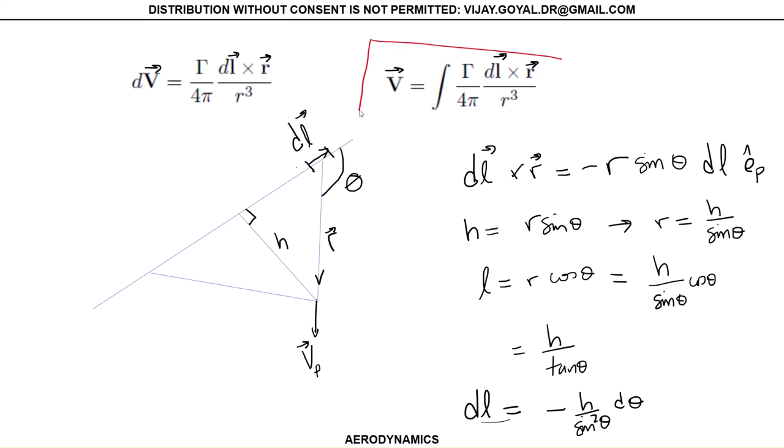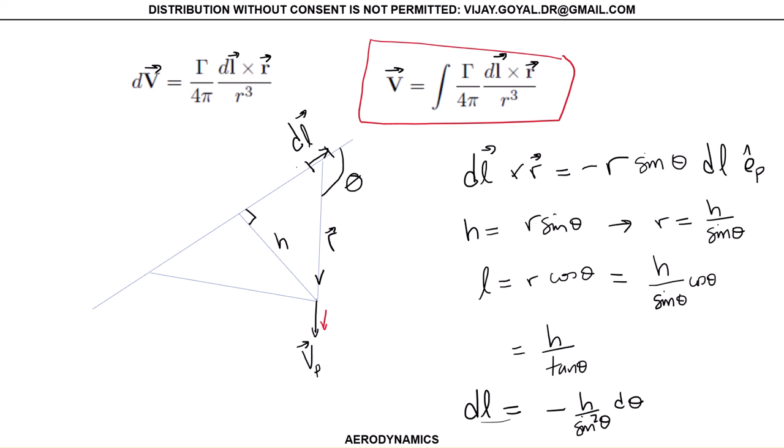Okay? So if we do the derivation, we know that your velocity vector is given by the following equation. And your dl times dr is equal to minus r sine theta dl times ep, ep being the direction in this direction right here. H is equal to r sine of theta, and then L is equal to r cosine of theta.